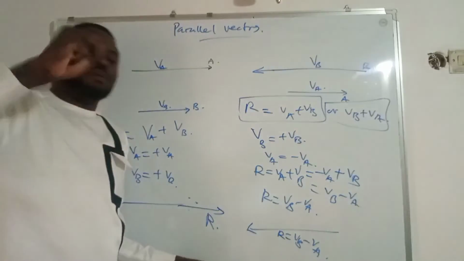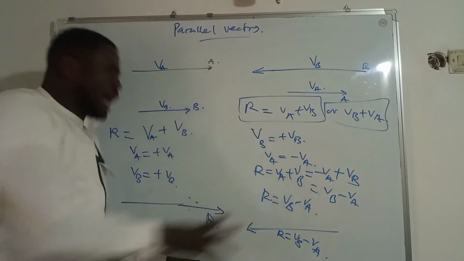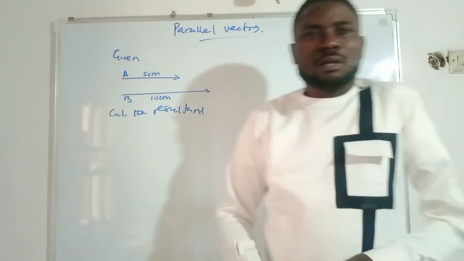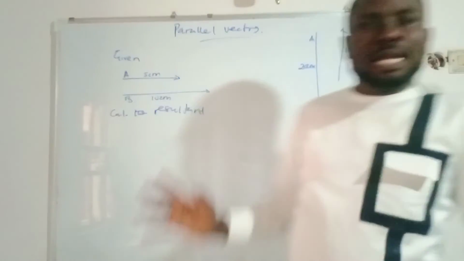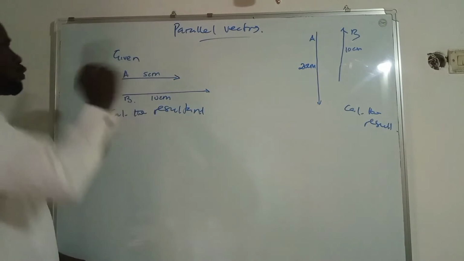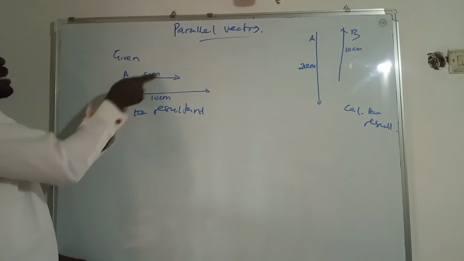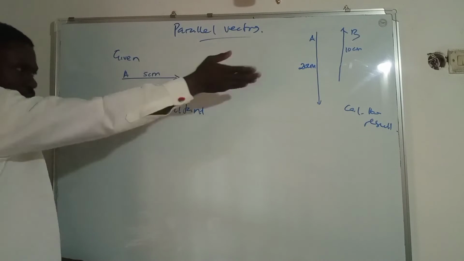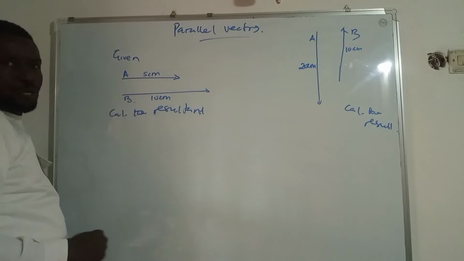We can now take specific examples so that what I have explained will be much clearer. We have these two questions. Let's see how we can answer them. Now look at the first question. The first question is that vector A is 5 centimeter and is going this way. Vector B is 10 centimeter and is going this way. The question is, calculate the resultant.